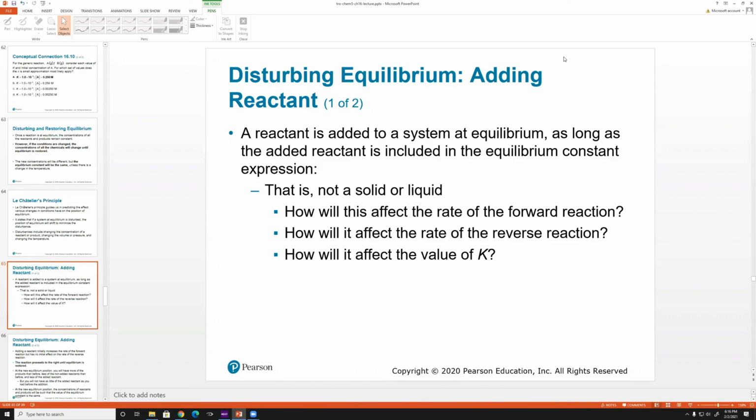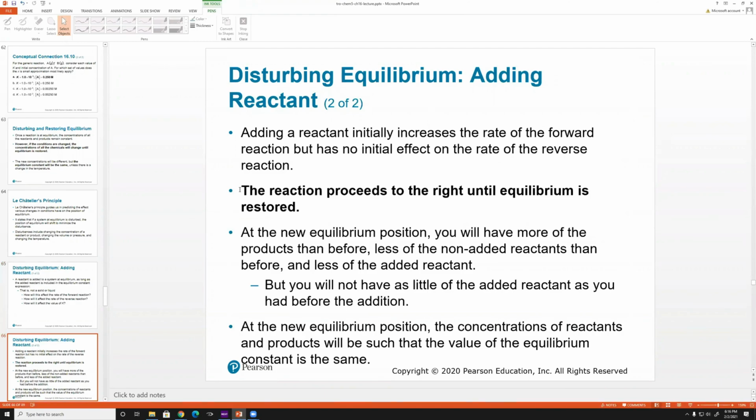So the first thing we're going to talk about is adding reactant. We'll just go very basic. So we'll just go brief. If we add a reactant, the reaction goes towards the right. Think of it as a balance. If you add too much to the left, in order to make that balance level off again, that reaction has to go to the right to balance it off. That's exactly what happens. So you add reactant, it proceeds to the right until equilibrium is restored.